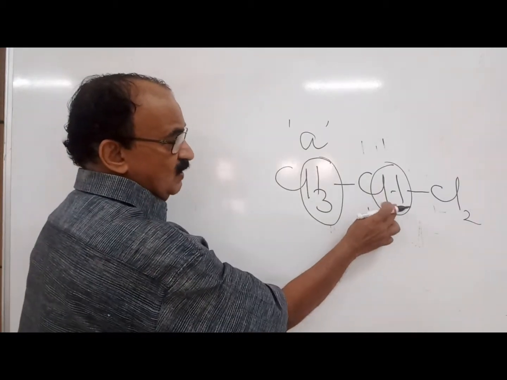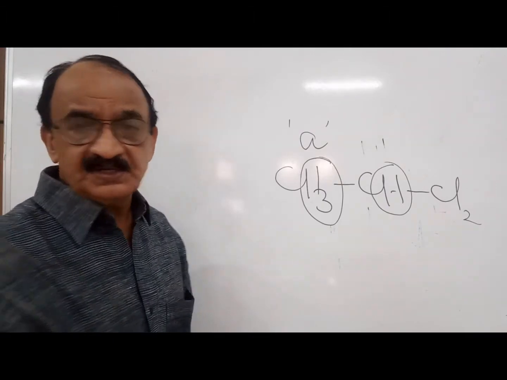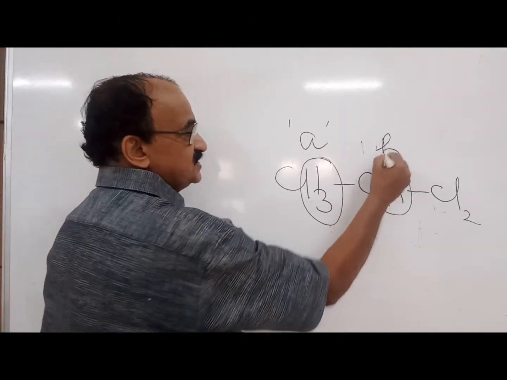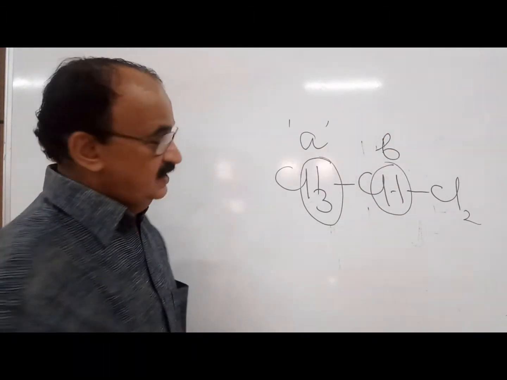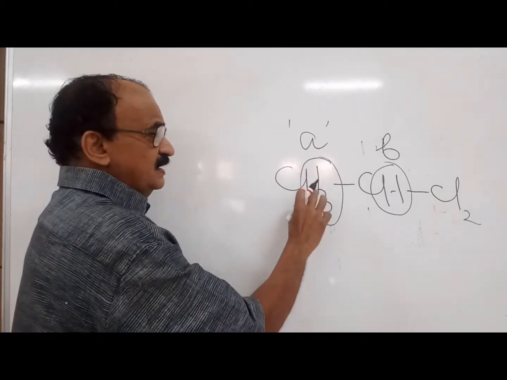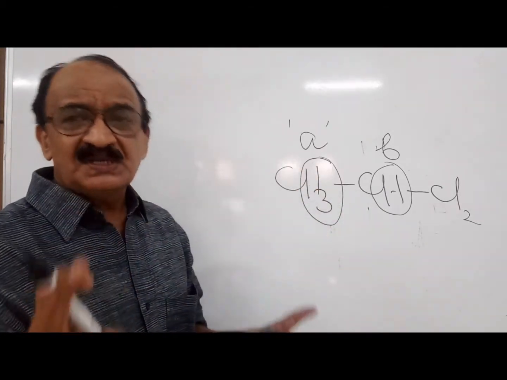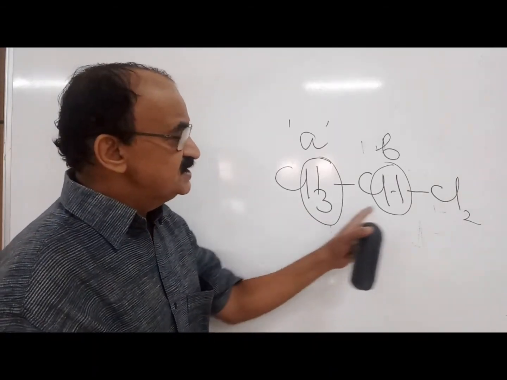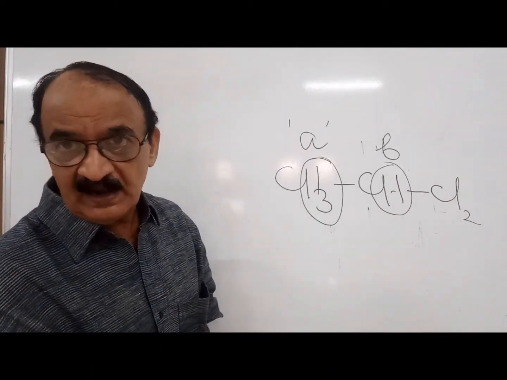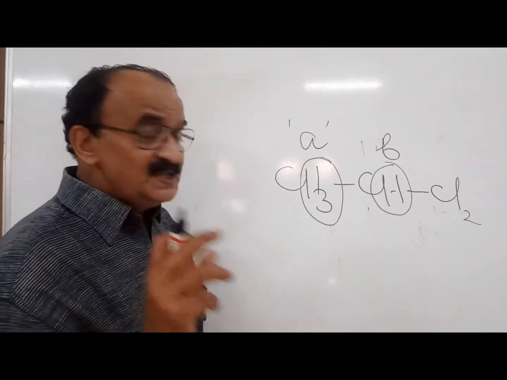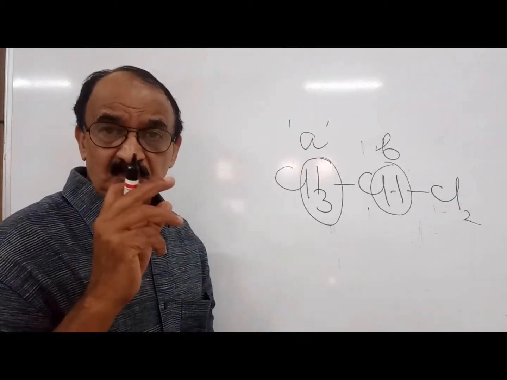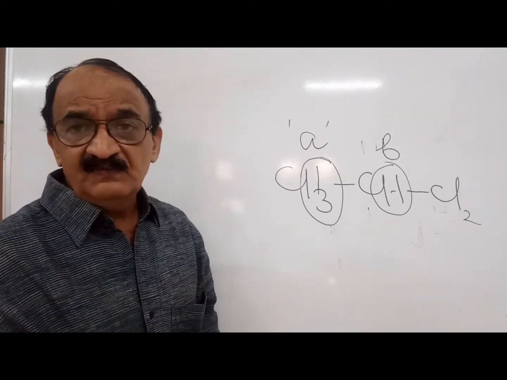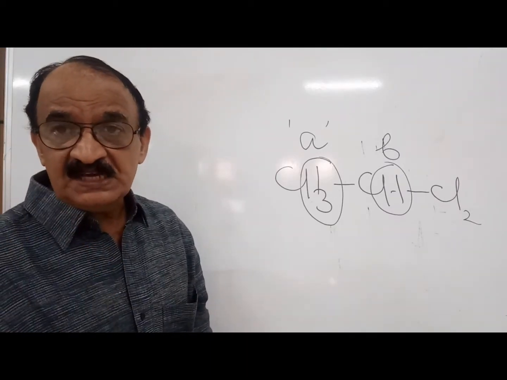Therefore, the chemical environment of this proton is somewhat different, so we can label it as B set. Now, the compound gives only two signals, because there are two sets of protons present. And which signal, either due to A set or B set, will be seen nearer to the TMS?